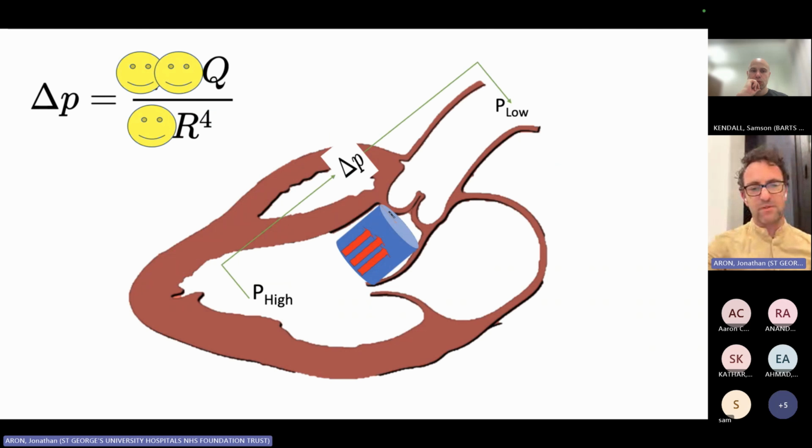And just to recap what we said, this is the left ventricular outflow tract. We wanted the flow to be laminar. It's generated by delta P, and the high pressure is generated by the left ventricle, low pressure by the aorta. It's all to do with the radius and the delta P.